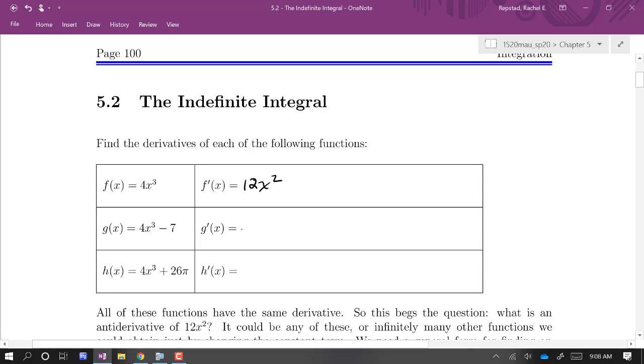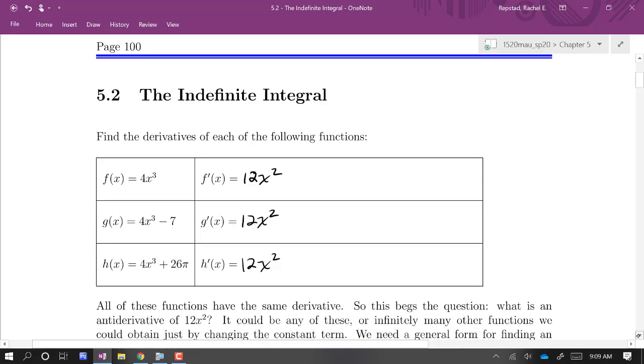This derivative is 12x squared. And then the derivative of 7 is 0, so we still just get 12x squared. And the last one, this derivative is 12x squared, because the derivative of 26 pi is a constant, so that's 0. These functions are all different functions, but they have the same derivative.